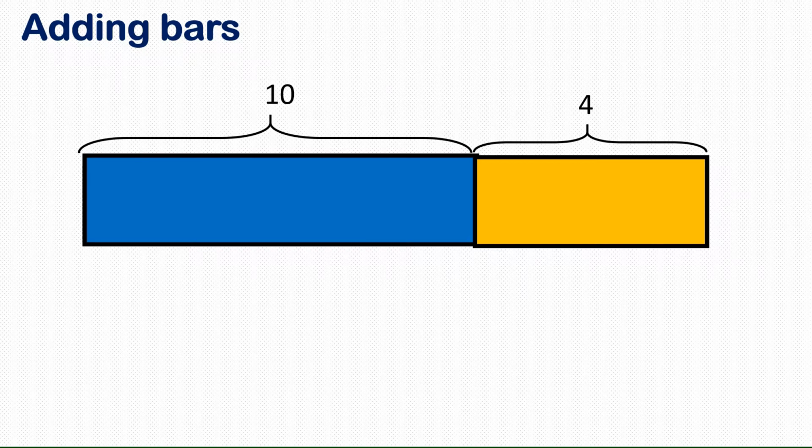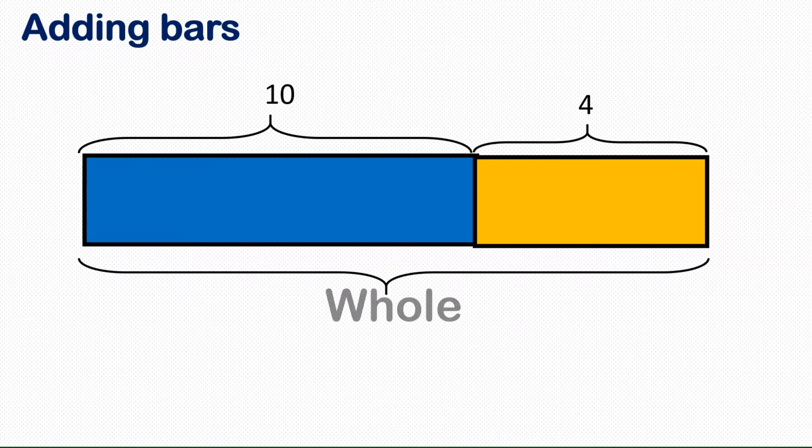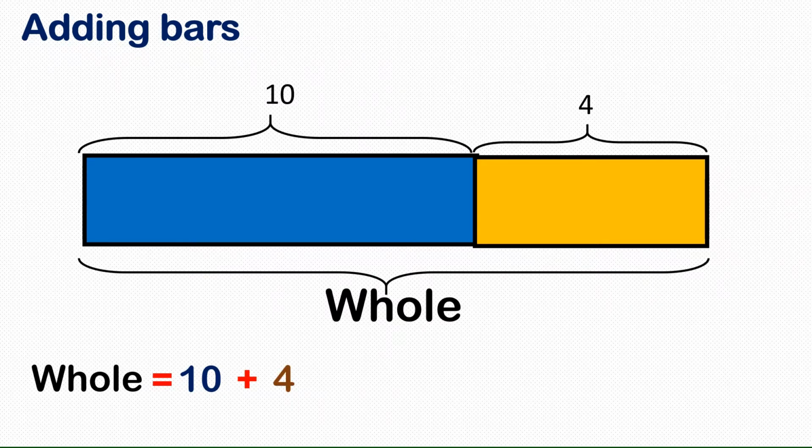Now we want to add these two bars together. That means whole. Whole means adding two bars together. Whole equal part 1, 10, plus part 2, 4. 10 plus 4 equal 14. Whole is 14.